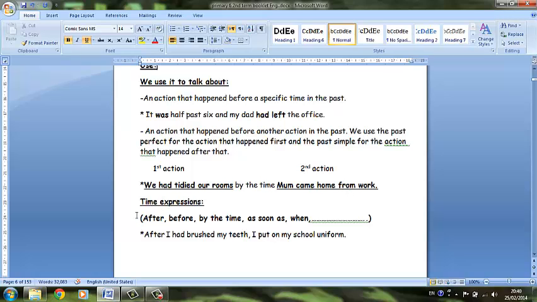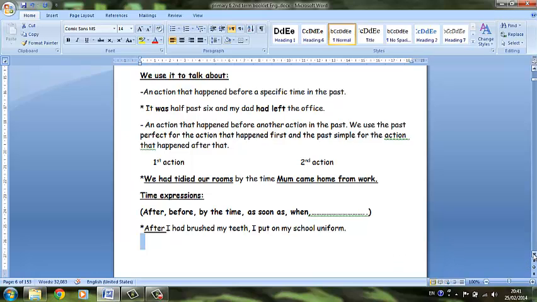Time expressions, as I told you: after, and its sister is as soon as; by the time, and its sister is before. And we have when. For example, here, after. Do you remember what I said about after? What did I say about after? Perfect. We said that after, I put the first action. Very good. And in the second part I put the second action, which is the past simple.